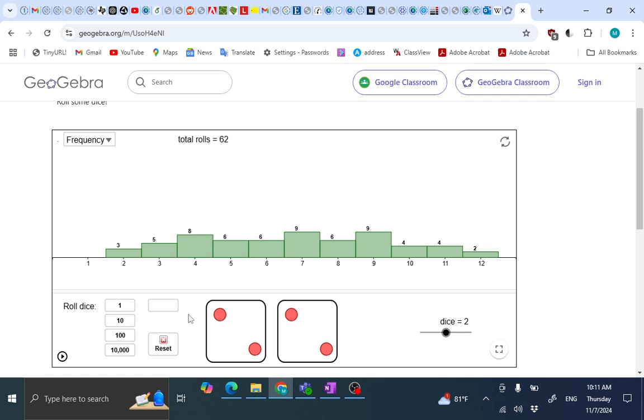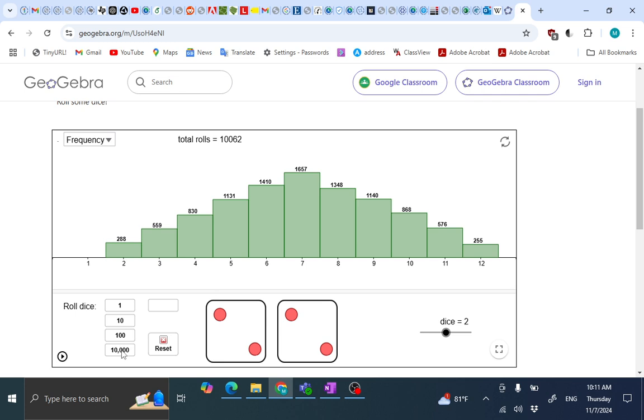Here we can do it experimentally. If I do it 10,000 times, you see we are going to get this particular distribution, and we are going to talk about the curve that we are getting. If you want to do it one more time, 10,000 more times, and so on, you see the most common thing to get is 7.